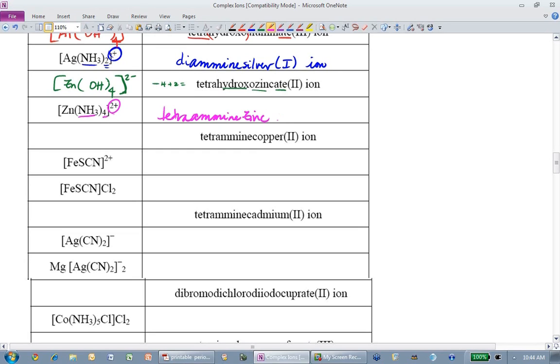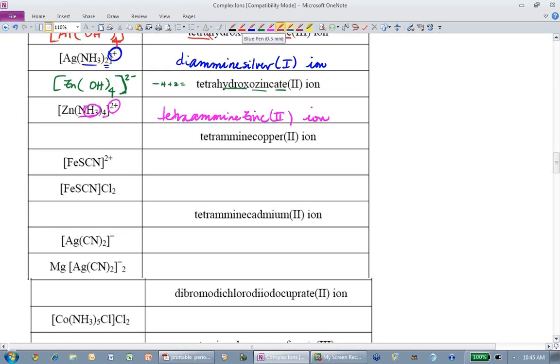Zinc. What's the Roman numeral for this zinc? It's got to be a 2, because 4 zeros, because this is 0, so 4 zeros, this has got to be a Roman numeral 2, plus you know zinc's always 2 anyway. And ion. What next?